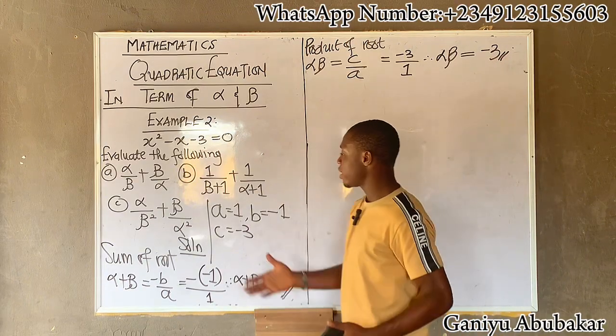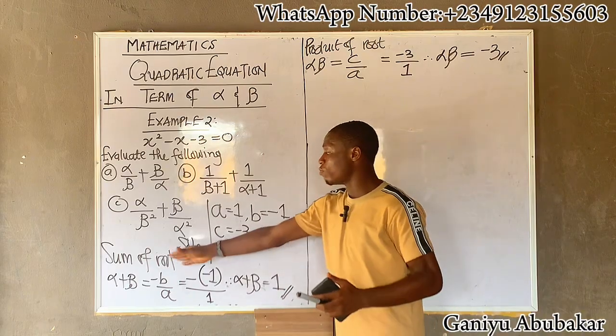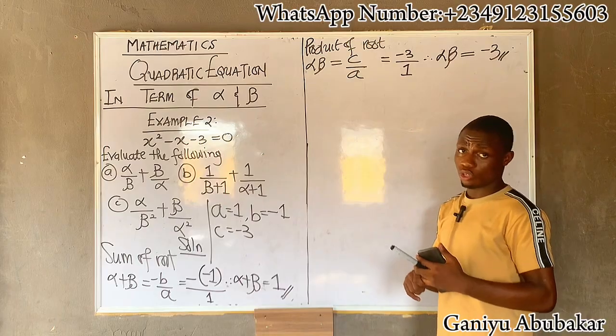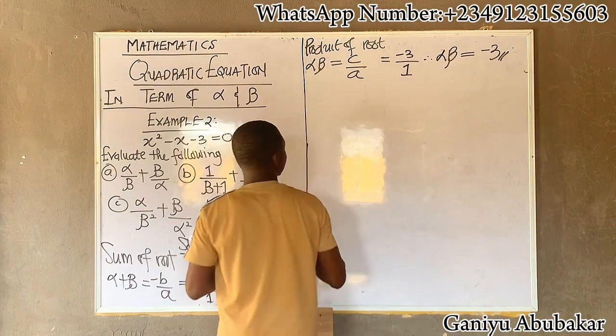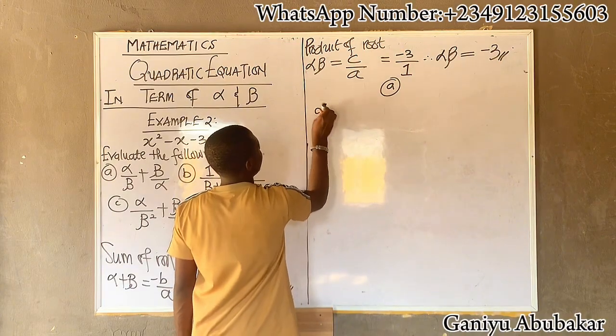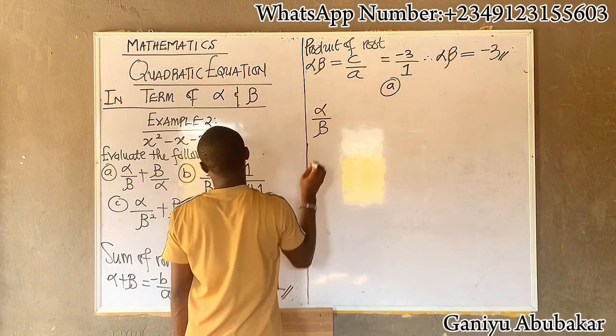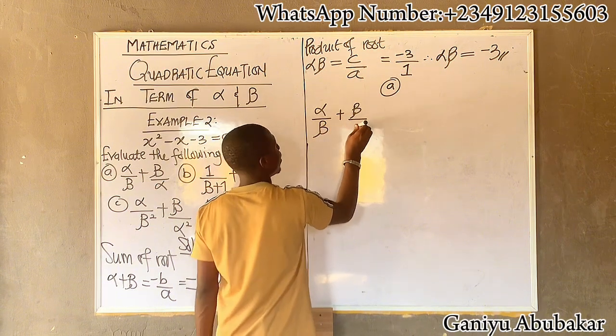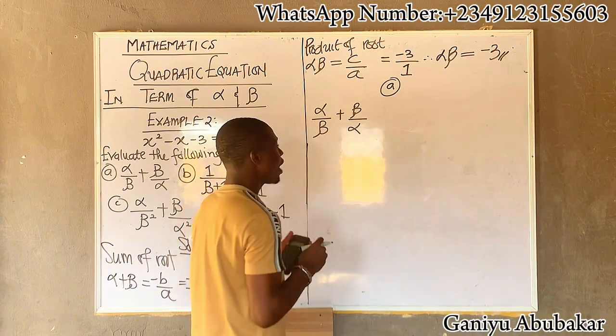What's the first task? Get A, B, and C. Second task, sum of roots and product of roots. What next now? Go and solve the questions. Question A says alpha over beta plus beta over alpha. How do you solve this problem?